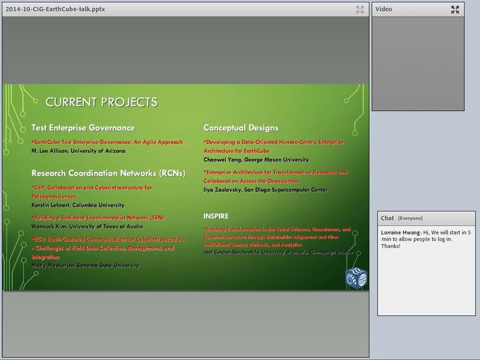The current projects involve test enterprise, including test enterprise governance, which is a project to organize the real governance together, help organize, facilitate. I think the Inspire project here is stakeholder alignment. I'm sorry that you can't see this very well.